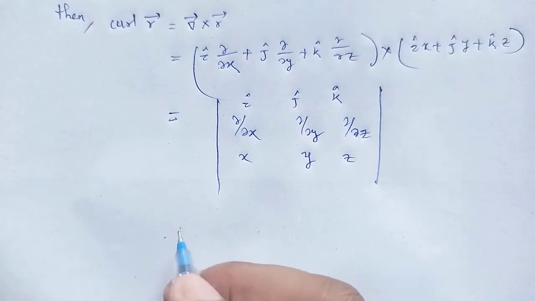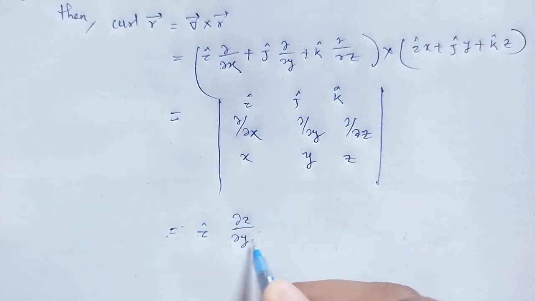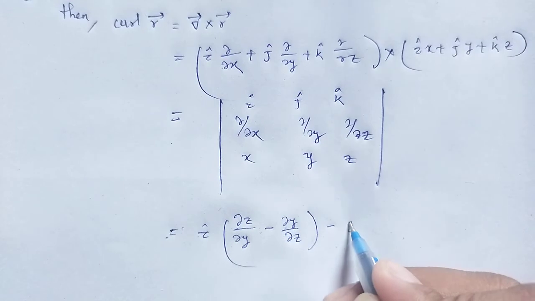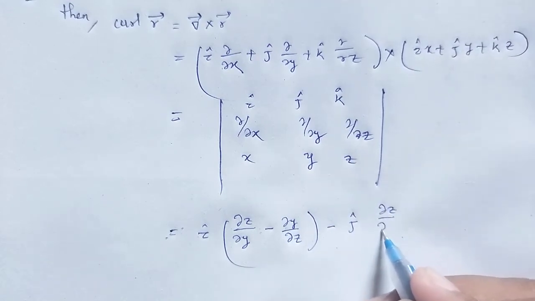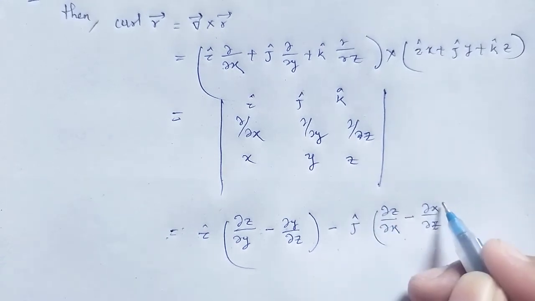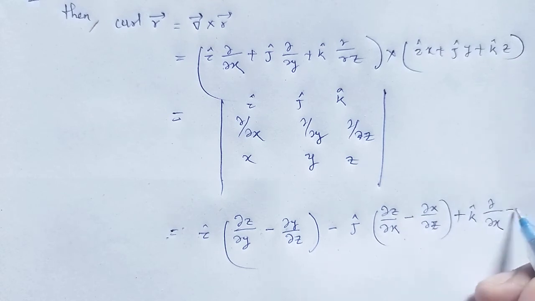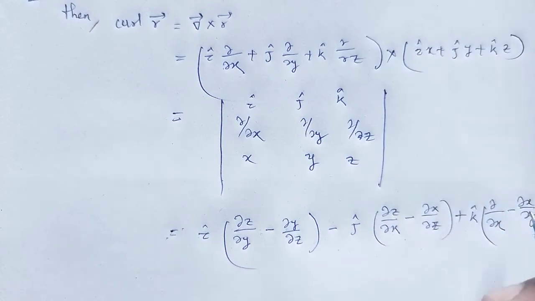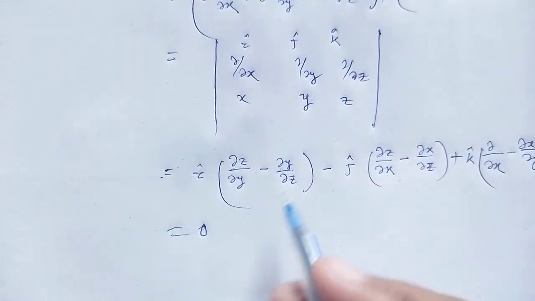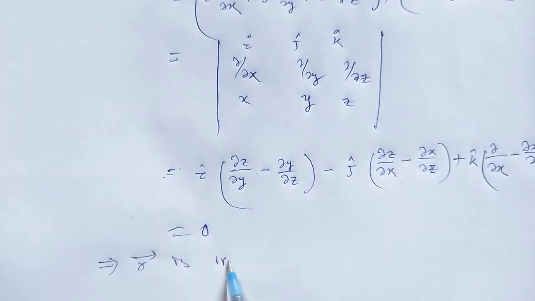We expand the determinant, that is i cap of del z by del y minus del y by del z, minus j cap of del z by del x minus del x by del z, plus k cap of del y by del x minus del x by del y. The result is 0. Now curl of r is equal to 0, therefore we can write r vector is irrotational.